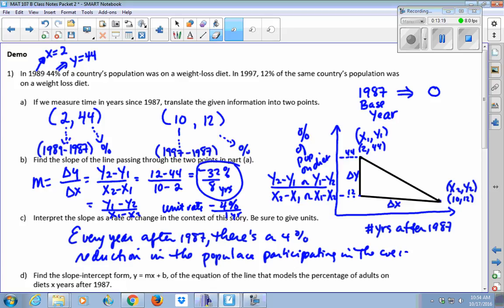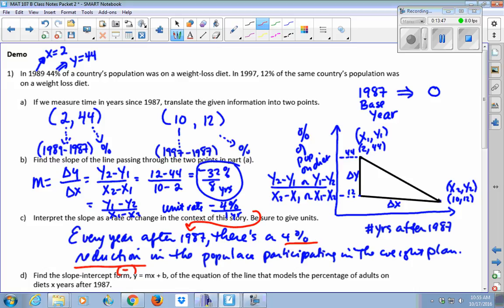Okay. So what's important is that I can read the sentence and I know the context of the story. I know what each number of the slope means and its unit. So we can see the fact that it's negative is taken care of with the word reduction. That takes care of the negative sign. The 4% in the numerator is right here. And every year after 1987 is represented right here.